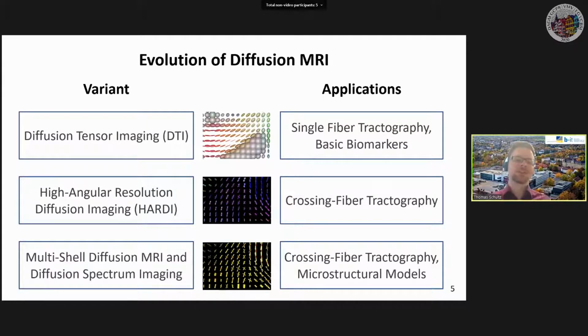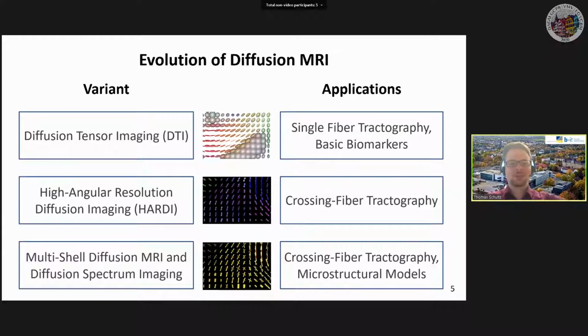There have been many variants of it proposed over the years. The simplest is diffusion tensor imaging, which allows you to do basic single fiber tractography and compute basic biomarkers such as FA and MD. Over the years, people have realized that in a substantial part of the brain we have crossing fibers, and we need to do measurements with higher angular resolution to resolve them and to be able to track through these regions. Even more recently, with more modern scanners, we have the ability to do multi-shell measurements, to measure at multiple levels of diffusion weighting, for even more advanced microstructural models. So there's this complete zoo of diffusion MRI methodology.